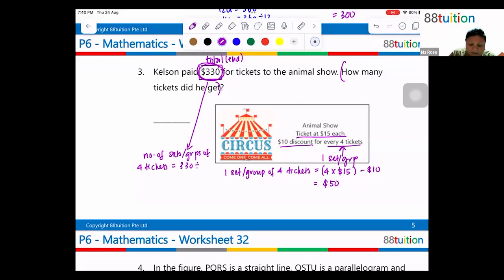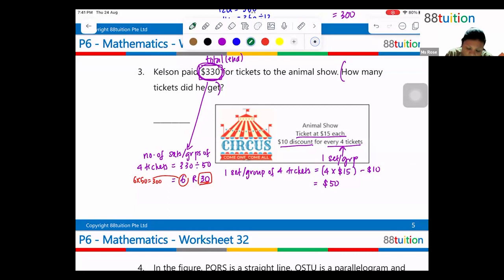330 divided by 50 gives me 6, remainder 30. Okay, so this is the part. Now, I think this 30 refers to the remaining out of the 6 groups, because 6 times 50 is equal to $300. So the remaining is $30.